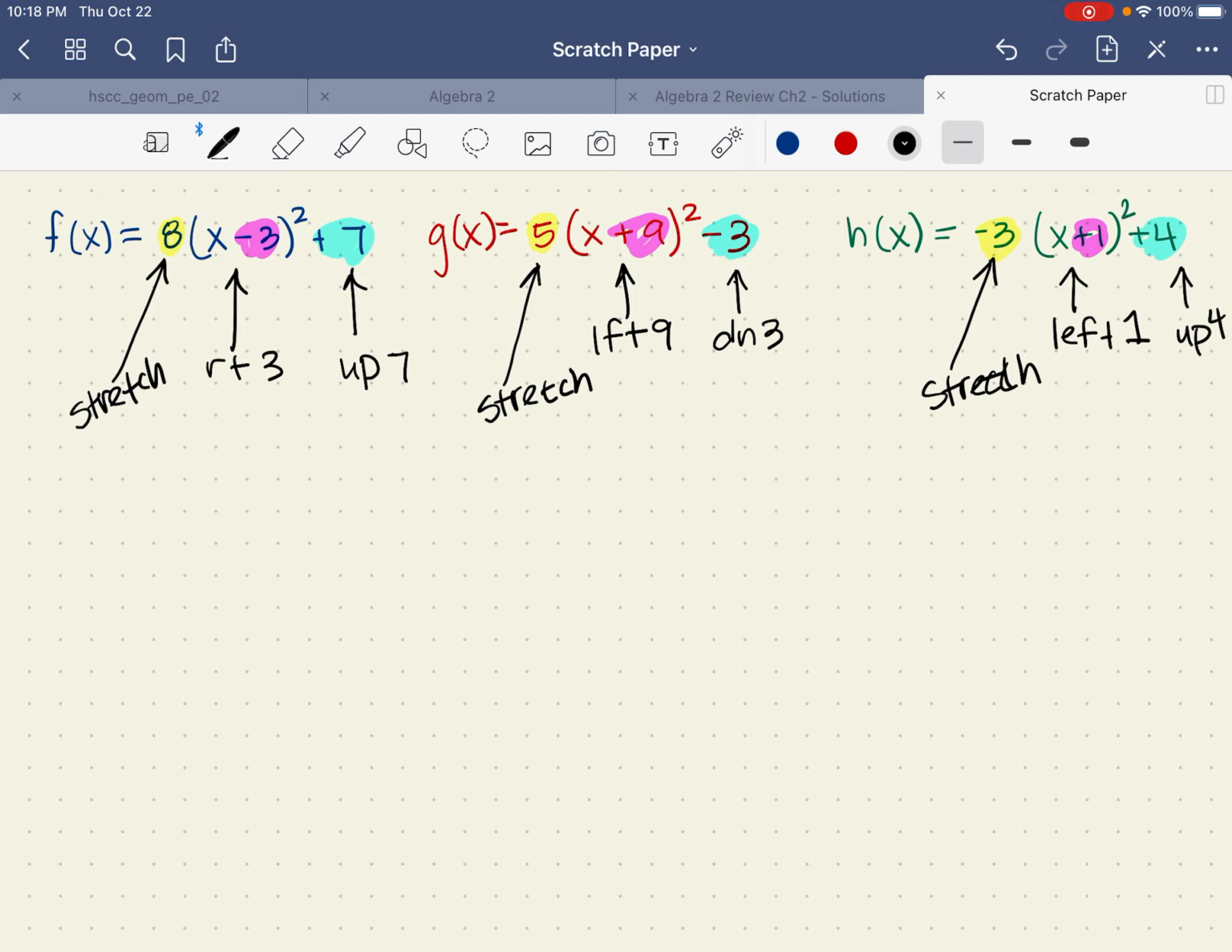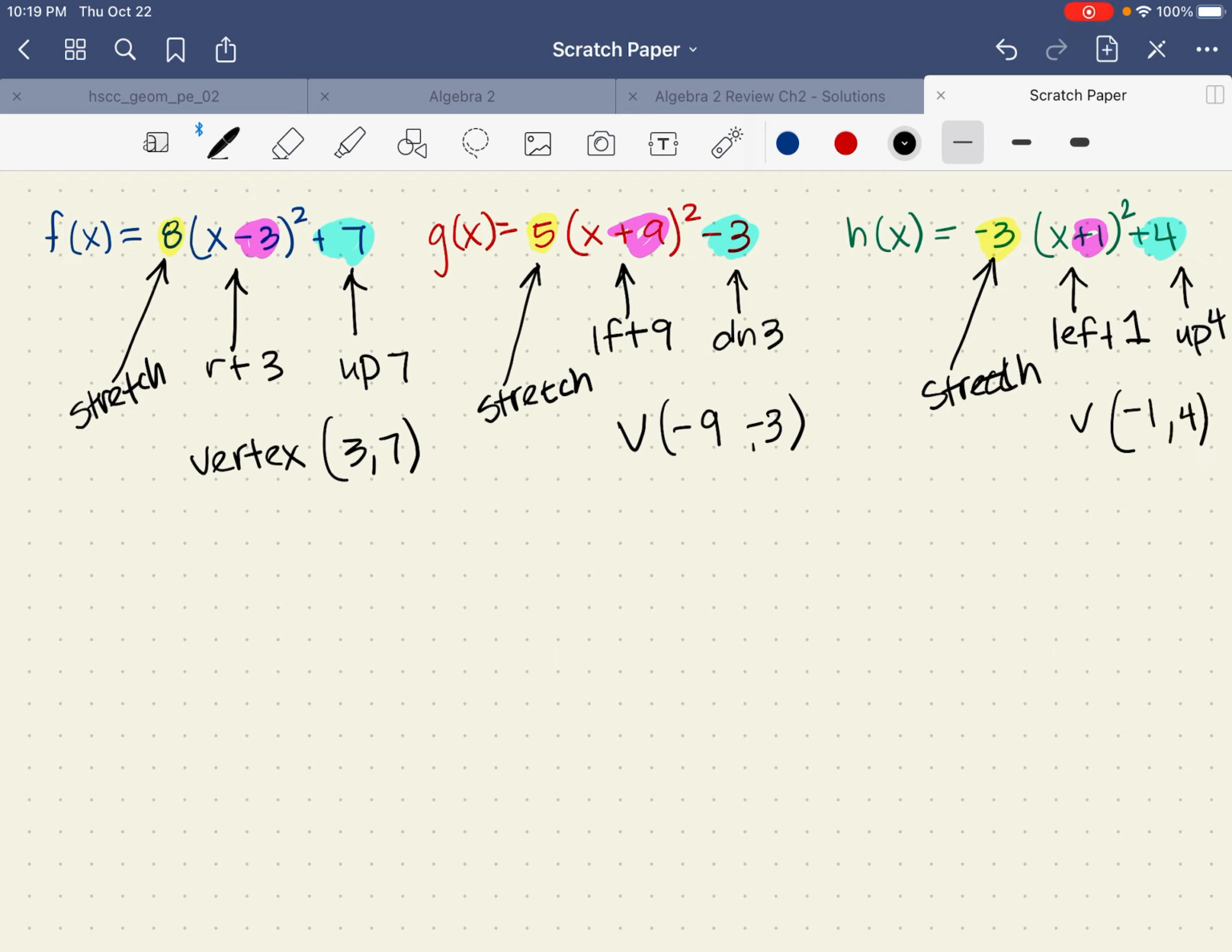Now, let's connect this to the vertex. This right here is going to tell us that the vertex is at (3, 7). This one here, the vertex is at (-9, -3). Sorry, not -9, -9, -3. And our final vertex is going to be (-1, 4).